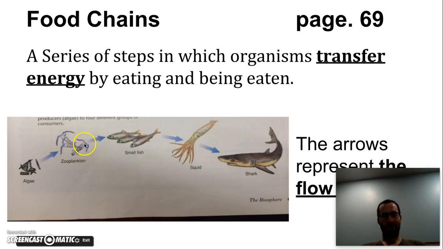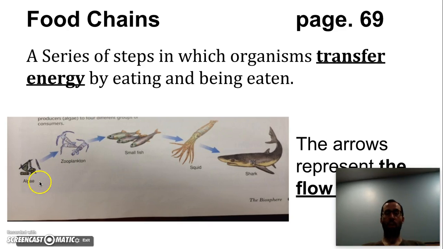And you'll see that there's a series of arrows that are going from left to right. Now these arrows don't represent what eats what. For example, algae do not eat zooplankton, and zooplankton do not eat small fish. And small fish don't eat squid, and squid certainly do not eat sharks. Instead, the arrows show the direction in which the energy is flowing from one organism to the next in the ecosystem.